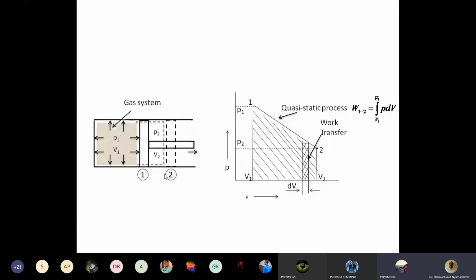So P2 is the pressure at the end. At the end, pressure is 0.15 megapascal, that is 0.15 into 10 to the power 5 kilopascal, into change in volume 0.036 meter cube. Multiply these two both. How much will you get? 0.15 into 0.036.